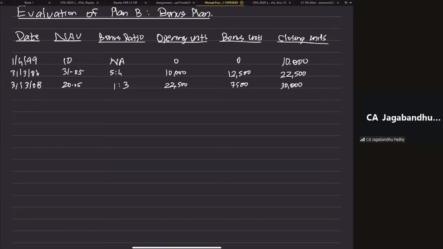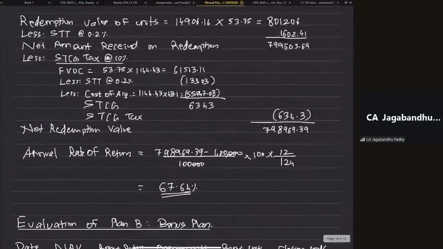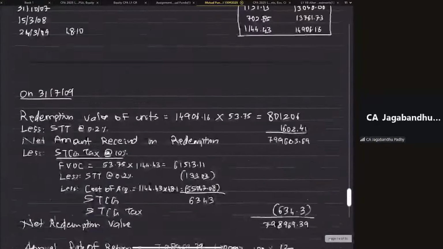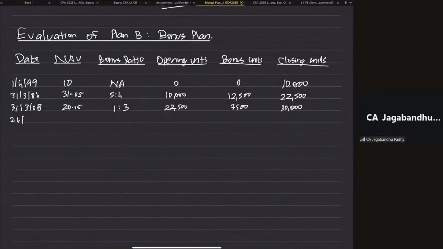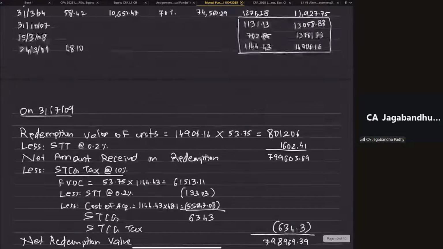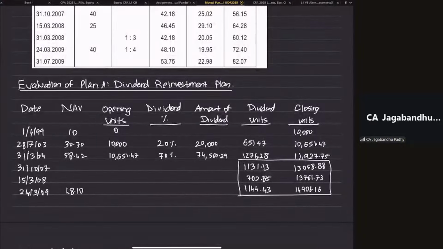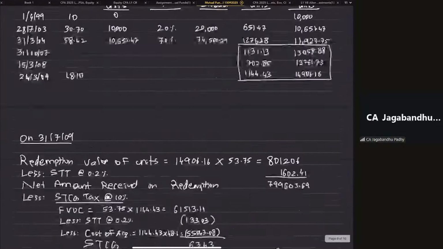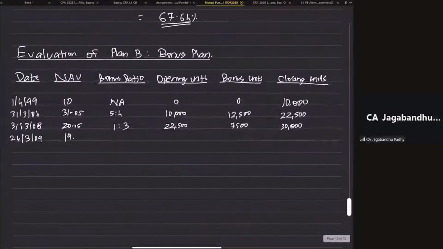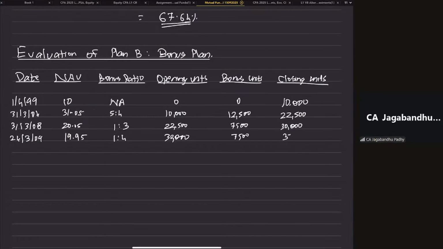Yes. Then when was the next bonus given to us? 24th of March 2009. And NAV at that time is 19.95. And the bonus ratio is what? 1:4. Opening you had 30,000 units. What will be the bonus unit? 7,500. The total units is 37,500.